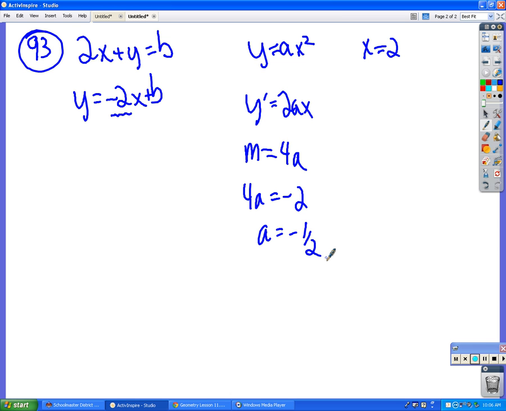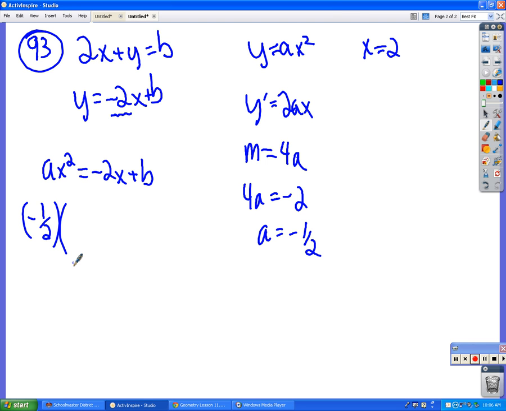The y's have to be the same? Yeah, so you want to set these two things equal to each other. Sure. Okay, so ax squared equals -2x plus b. Yeah, you do. Plug in -1/2 for a.